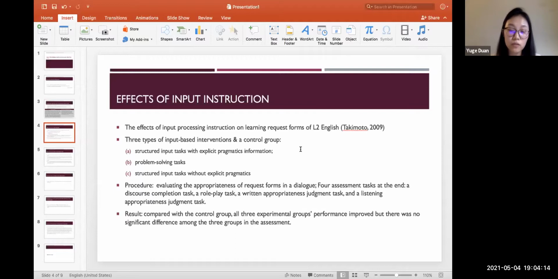And the results showed that compared with the control group, all these 3 experimental groups' performance improved, but there was no significant difference of performance among the 3 groups in the assessment. So this study provides strong support for the benefit of input processing instruction.